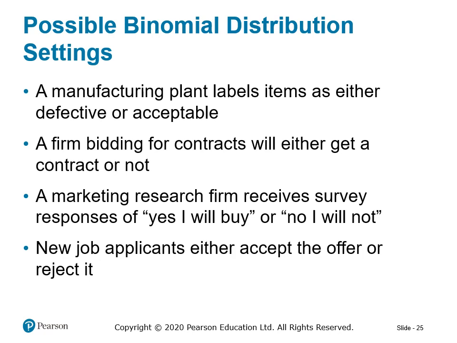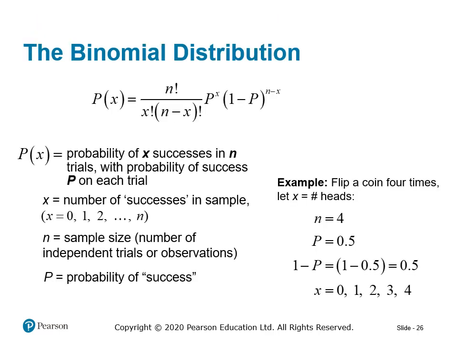Okay, and here are some possible settings for our binomial distribution. A manufacturing plant labels items as either defective or acceptable. A firm bidding for a contract either gets the contract or doesn't. A market research firm sends out a survey, and either the customer will buy the product or they will not buy the product. And then finally, a job applicant either accepts the offer or rejects it, assuming they're given the offer.